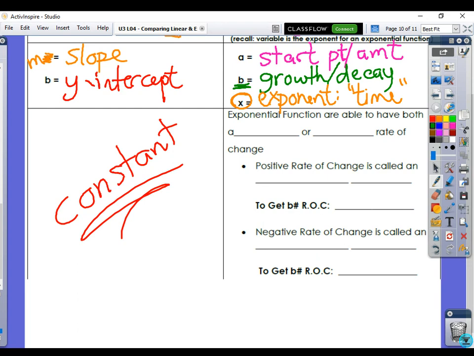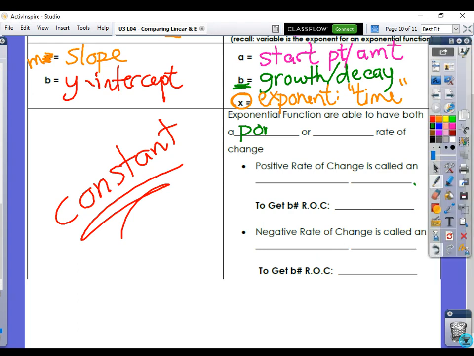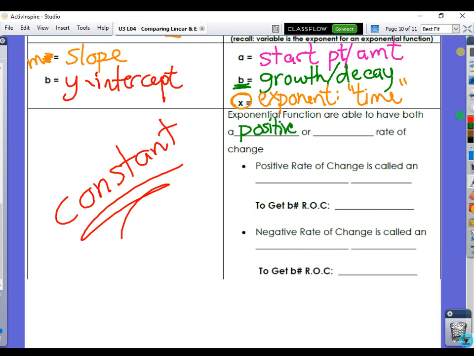Your exponential functions are able to have both a positive, or a negative rate of change. So we have positive rates of change. That's where something is growing. Remember, we talked about that a few minutes ago. And then we have negative rates of change, and that's when something is basically decaying.